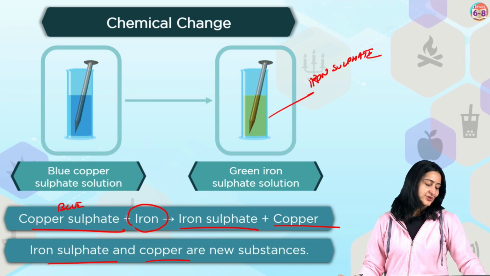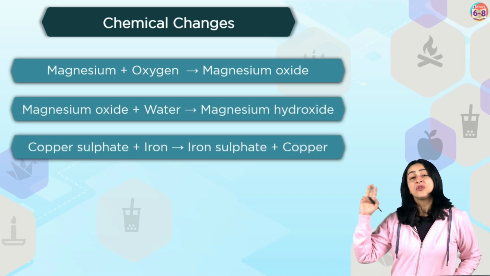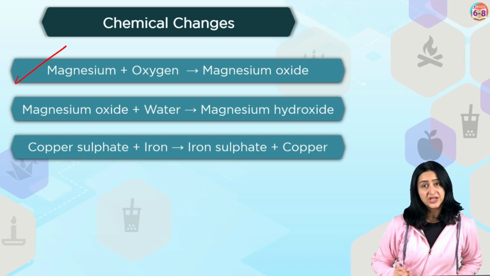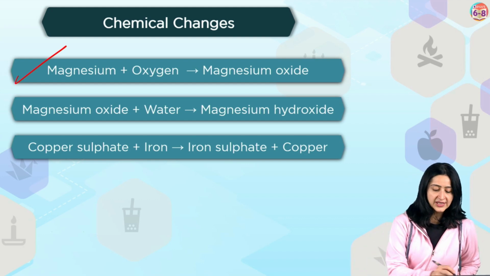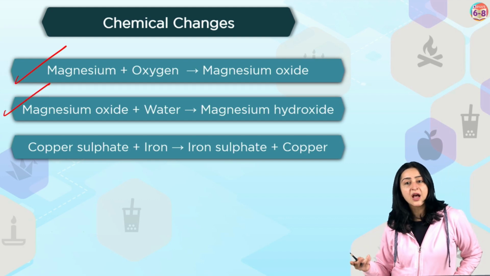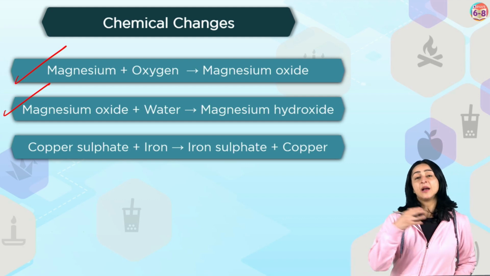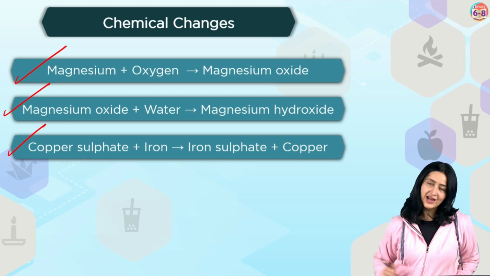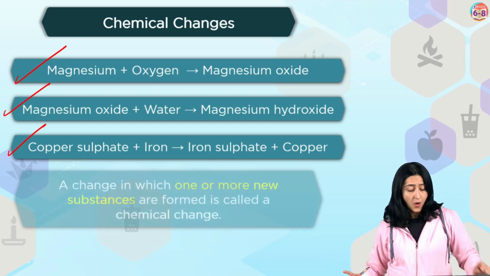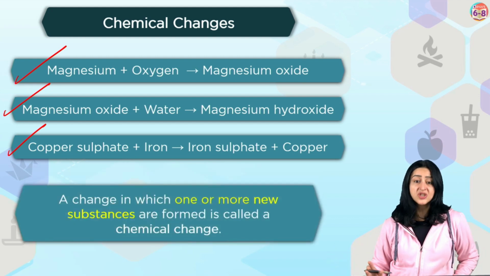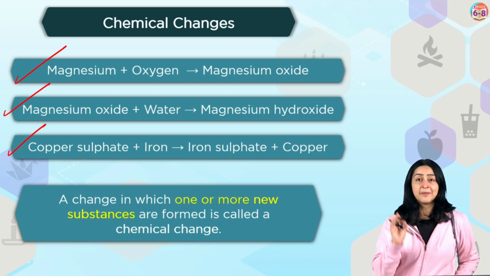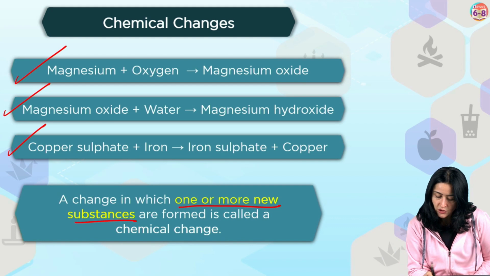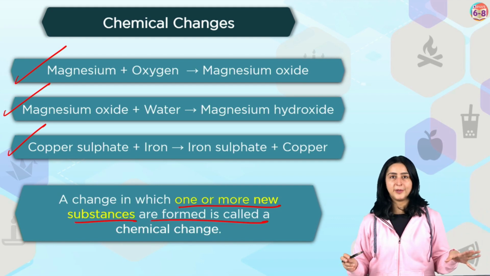Right? Okay, chalo. So we've discussed three things. Basically, we've spoken about magnesium plus oxygen, which will give us magnesium oxide. Then we take that magnesium oxide and we combine it with water. We get magnesium hydroxide. In a completely different experiment, we take copper sulfate and iron. And what do we get? We get iron sulfate and copper. And all of these basically are chemical changes. What is a chemical change? A chemical change is one in which one or more new substances are formed.